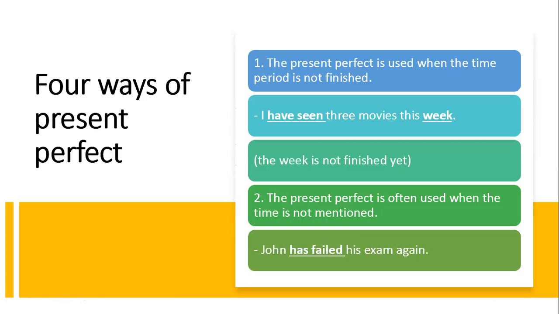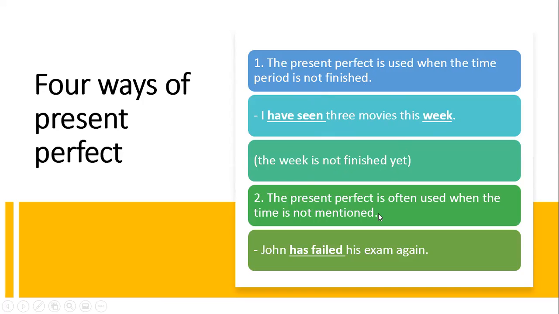Okay, so far I have found there are four uses of the present perfect tense. The first one is, the present perfect tense is used when the time period is not finished. So basically, we can use the present perfect tense when our time is not finished yet. For example, I have seen three movies this week. That means this week is not finished yet, this week is still going on.